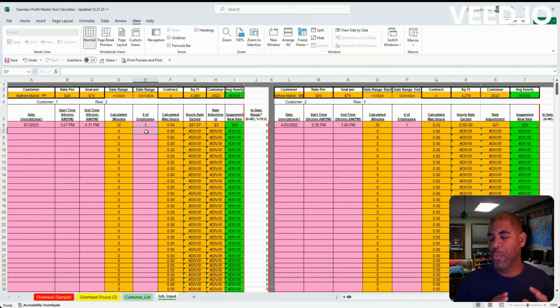This is an awesome tool. We use it all the time, and it's one way to just make sure that we're covering our labor costs. And then I will also know which lawns are the most profitable.